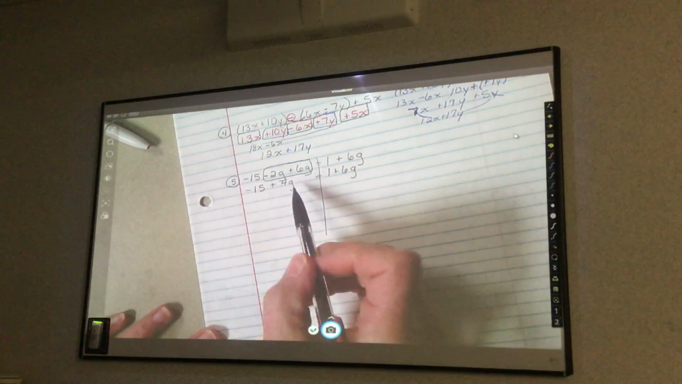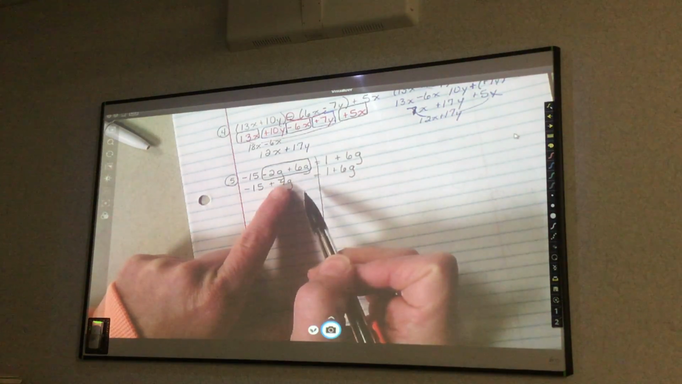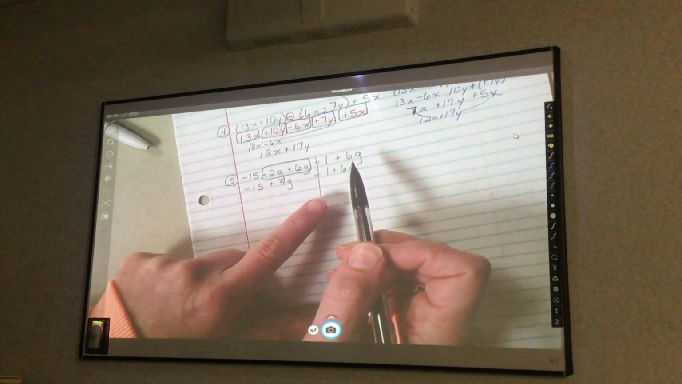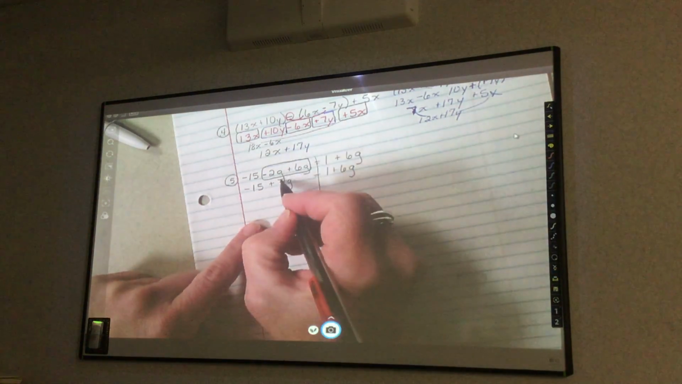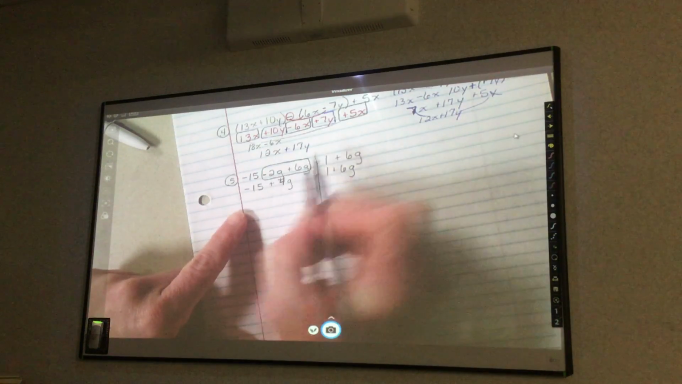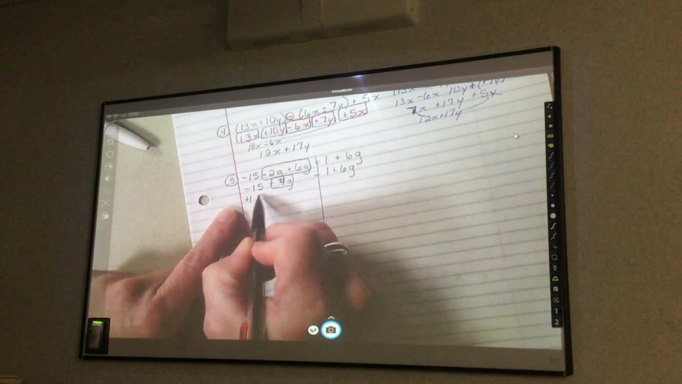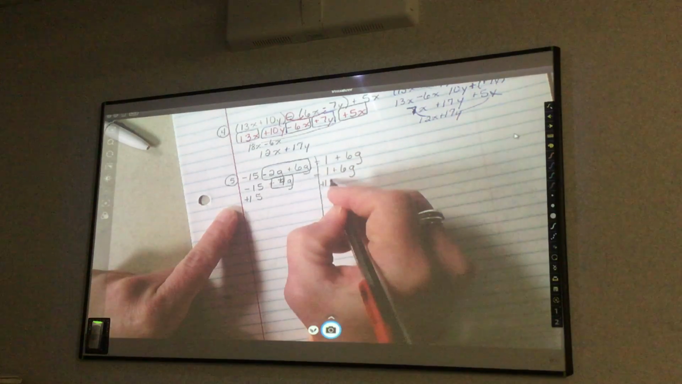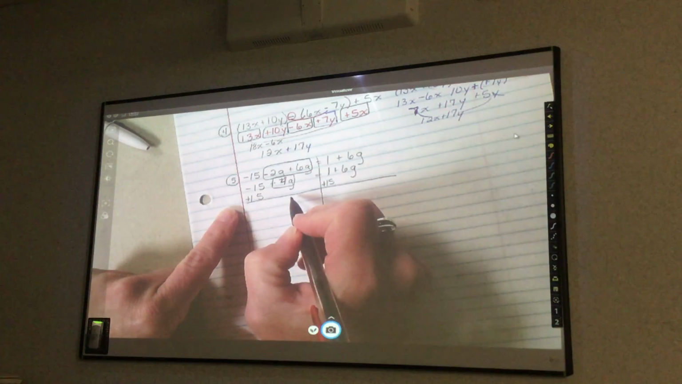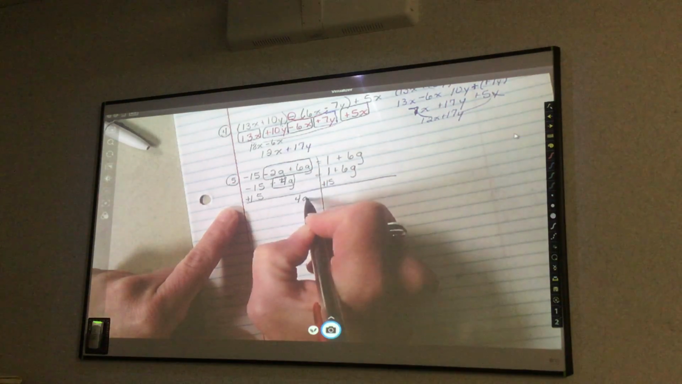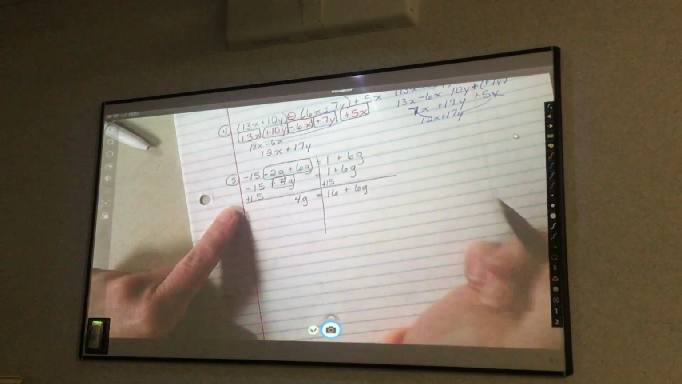Now I have to decide, do I want my g on this side or on this side? And do I want it on the left or the right? It doesn't matter, tell me, what do you guys want to do? Left. Okay, so you want it on the left, so we're going to leave it on the left. I'm going to box it in, and I'm going to move that 15, plus 15, plus 15. So I have a 4g equals 16 plus 6g.